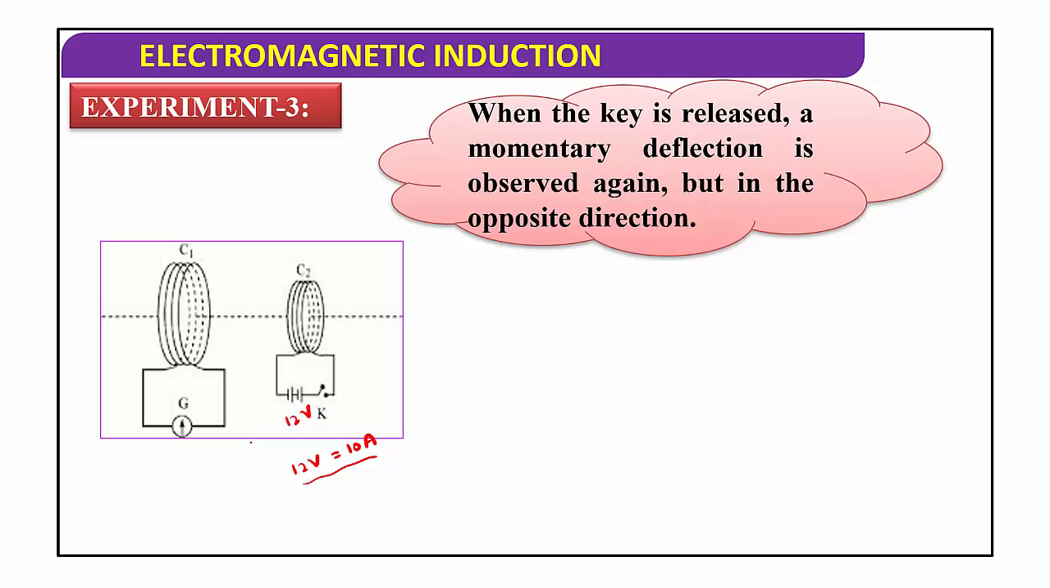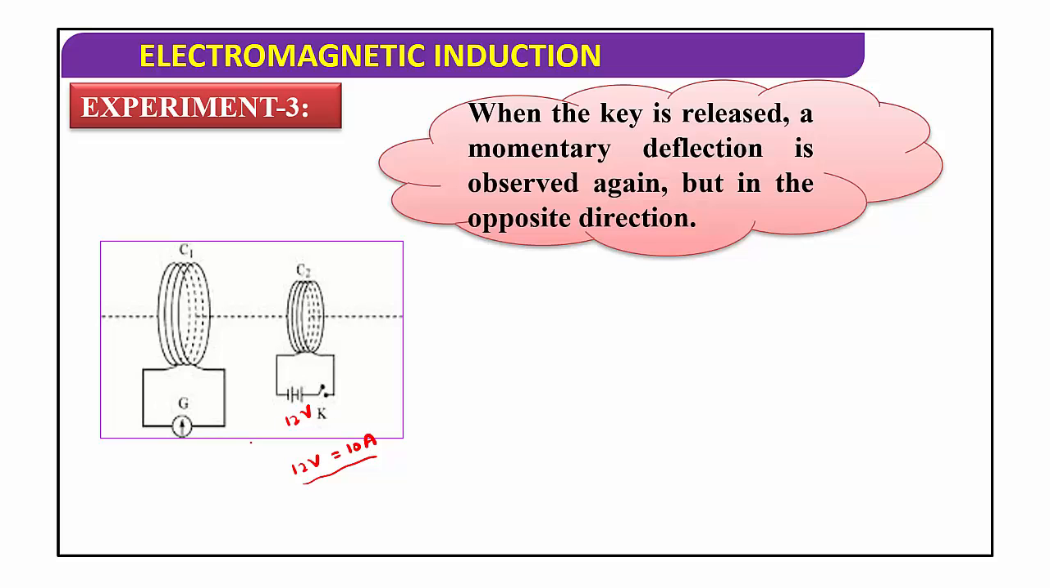How much time is taken to come to 0? It takes a fraction of a second. So when the current decreases from 10 ampere to 0 ampere, in that fraction of a second only, the current is produced. So it shows just a deflection, and again it comes back to 0. The galvanometer shows deflection, immediately it comes to 0. Means only for a fraction of a second, current is induced in the first coil.